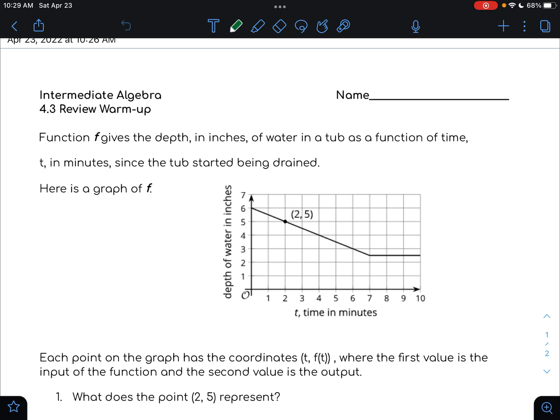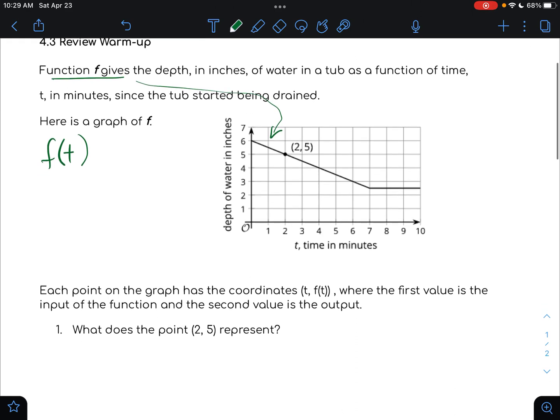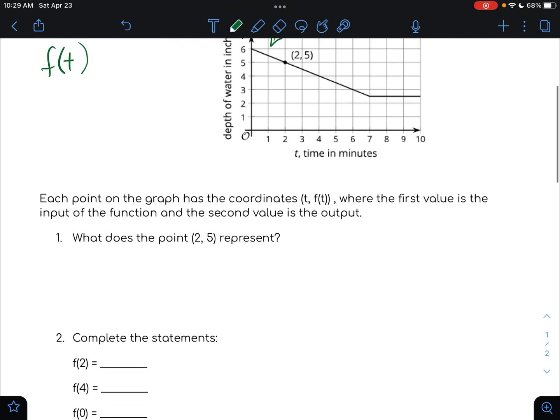So we have function f. This graph right here is function f, and it gives the depth in inches of water in a tub as a function of time in minutes. So we essentially have the graph of the function f of t, depth of water, as a function of the time in minutes. Okay, so let's answer some questions related to that.